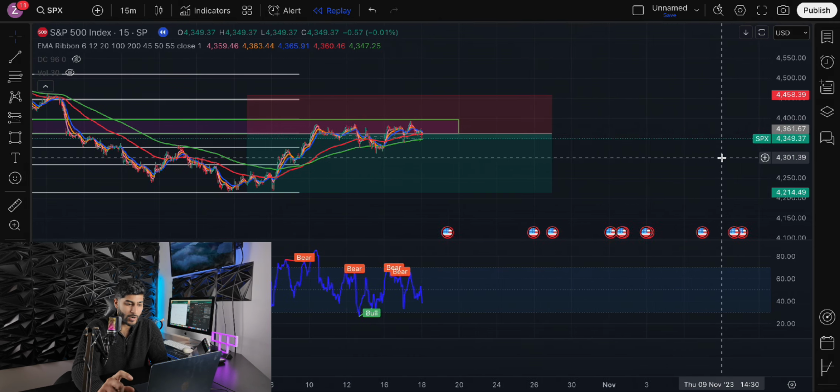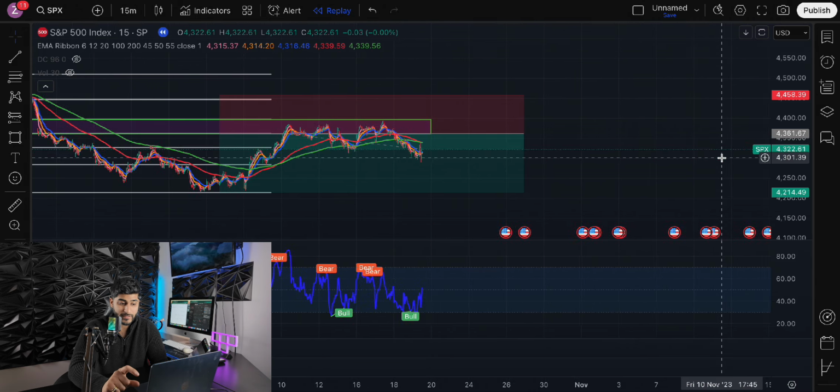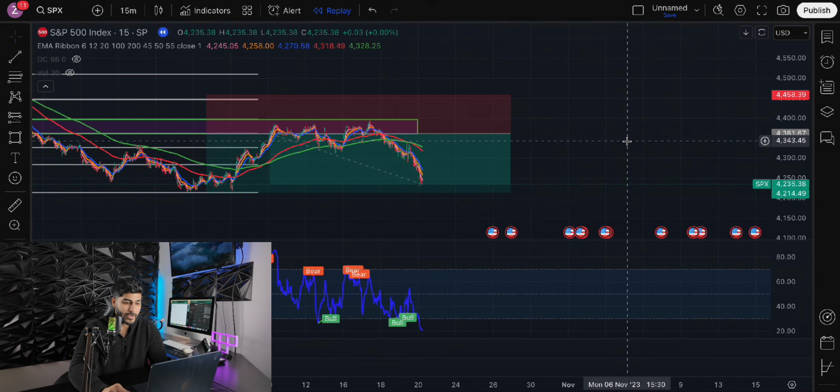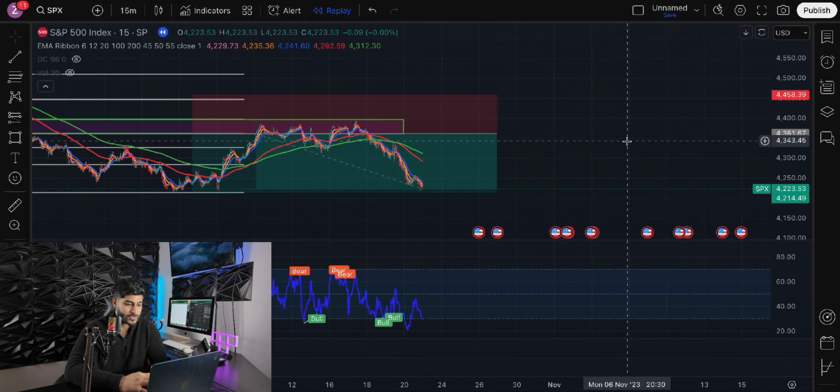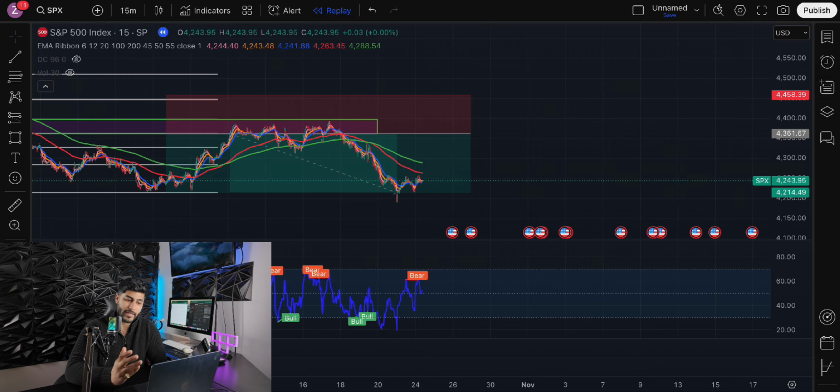Okay, we're back. We're hovering over our entry level here. The box, our zone, is staying respected. And now you can see that we made that little death cross on the EMAs, where the 20-day crossed below the 100-day, and take profit is hit just like that.